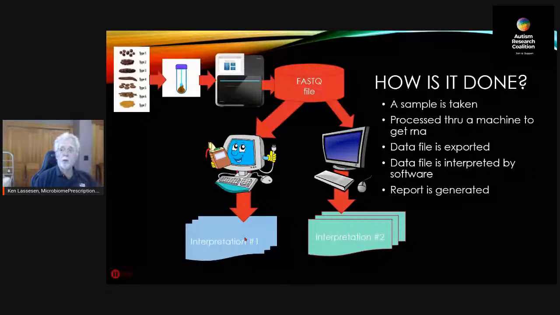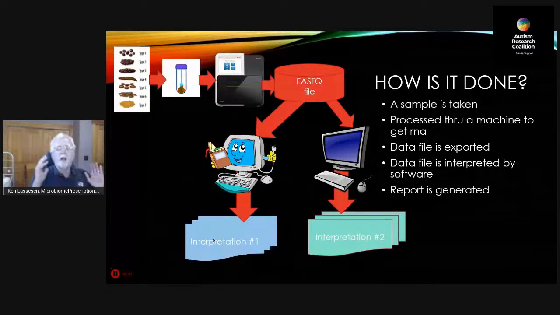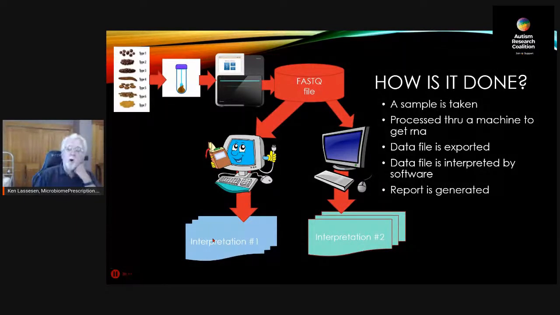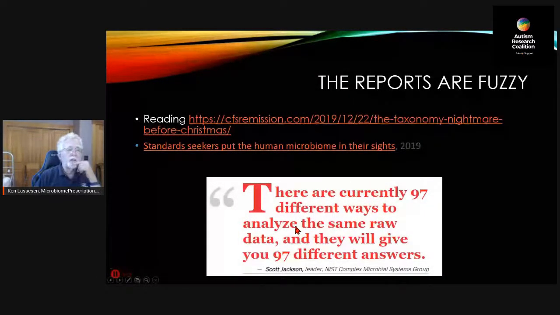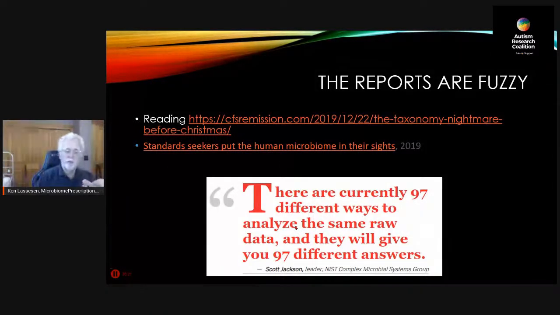So you immediately throw up your hands and say, wait a minute, which one is right? And unfortunately, both are right or both are wrong, depending. The reports are fuzzy. If you want to get some background, it's very simple. It just came from the National Institute of Science and Technology, the official government body.